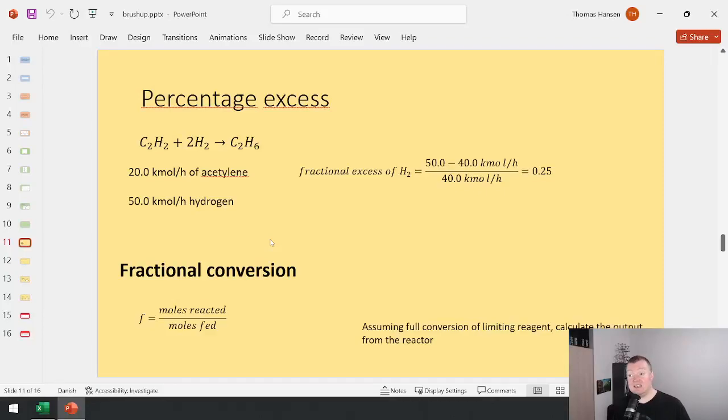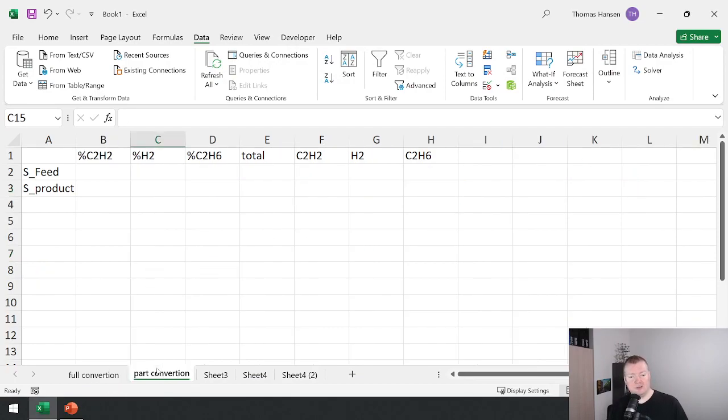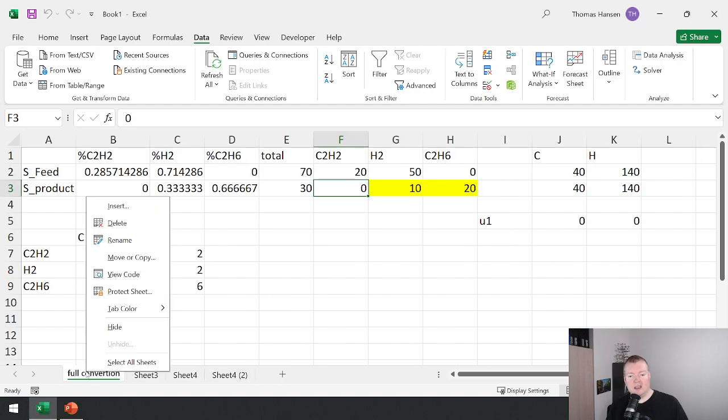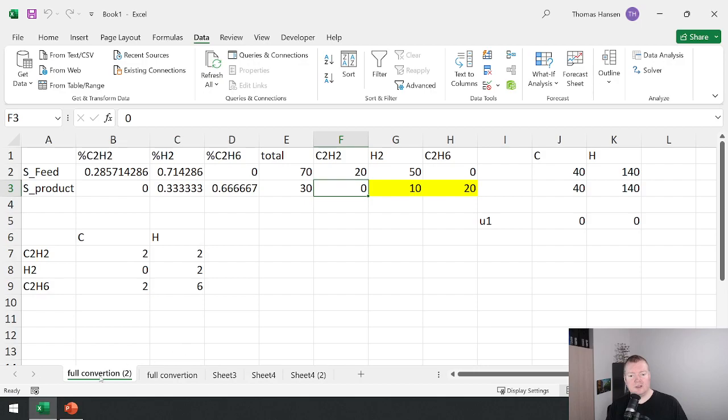Let's say it's not a perfect reaction, not everything reacts. I would not be able to do this. So let's just delete this one and copy this one. So we are gonna have not a full conversion, but a non-ideal one. Let's call it that.